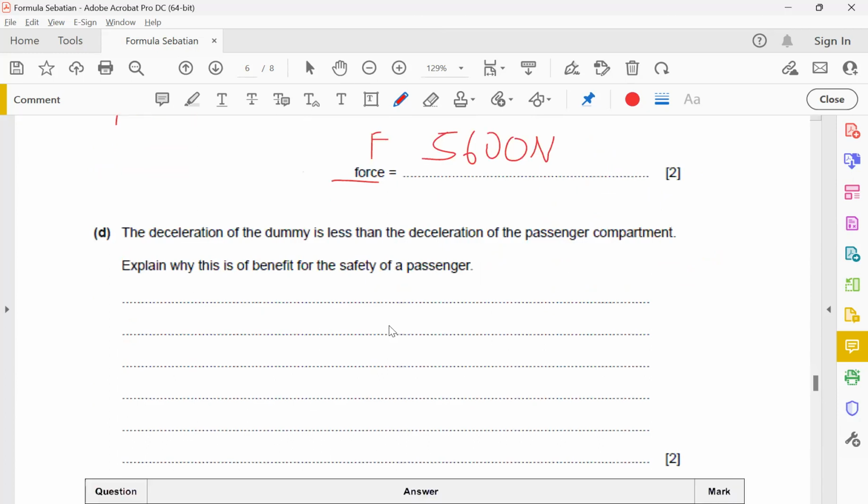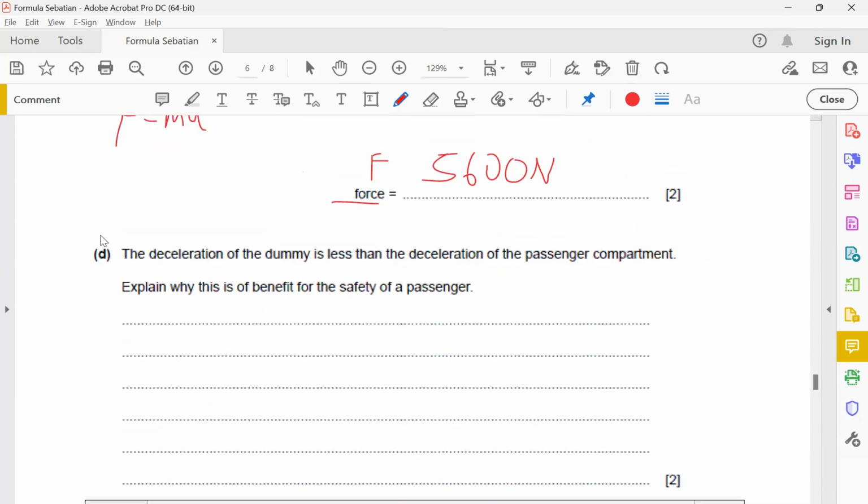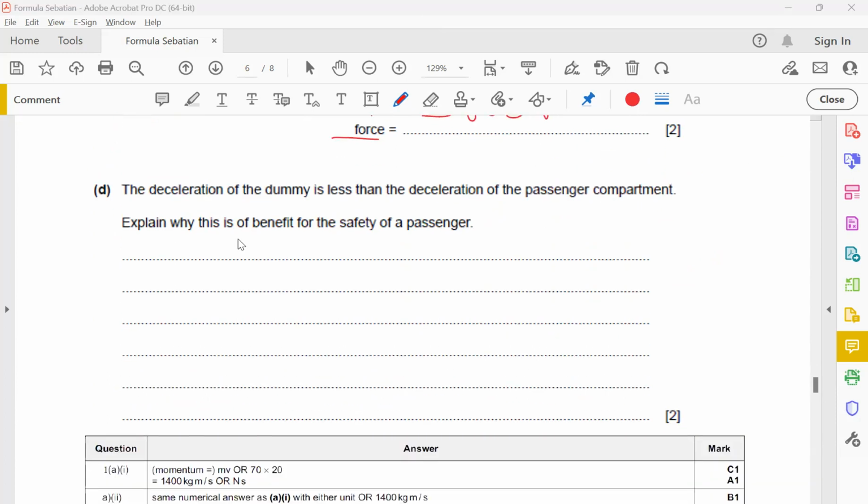Good. Then the final part is a concept question. Shinyan, did you answer this? Good. You have a chance to answer it accordingly later. It says that the deceleration of the dummy is less than the deceleration of the passenger compartment. Explain why this is a benefit for the safety of the passenger. I'll give you a hint now. It has to do with the deceleration being less.